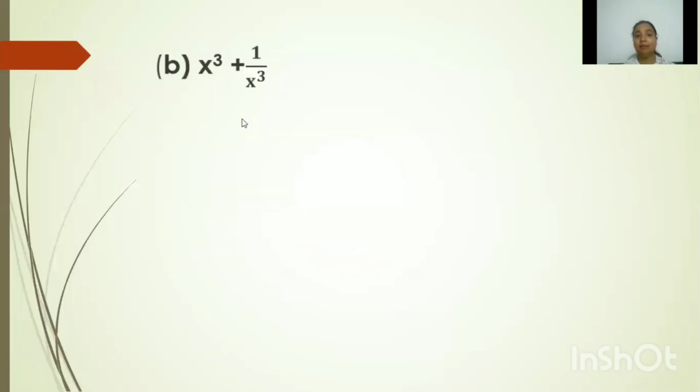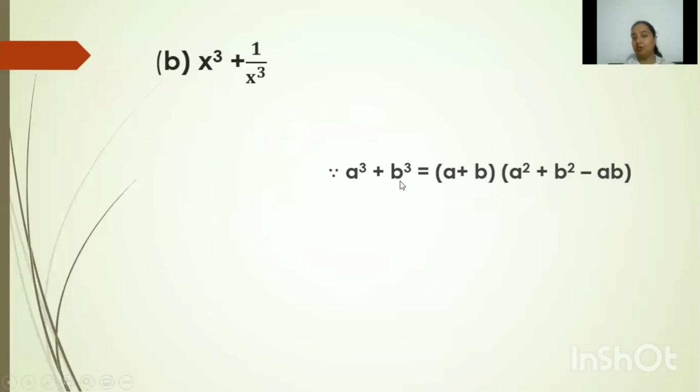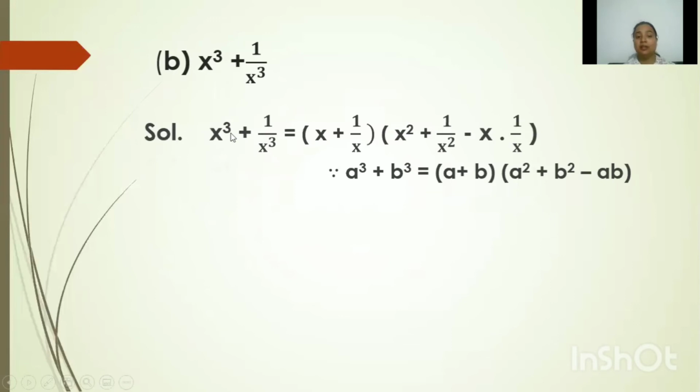x cube plus 1 by x cube. So you have to use the formula for a cube plus b cube. See, x cube plus 1 by x cube, a cube plus b cube. So (a plus b)(a square plus b square minus ab). This formula we have used, right? So we have expanded this.